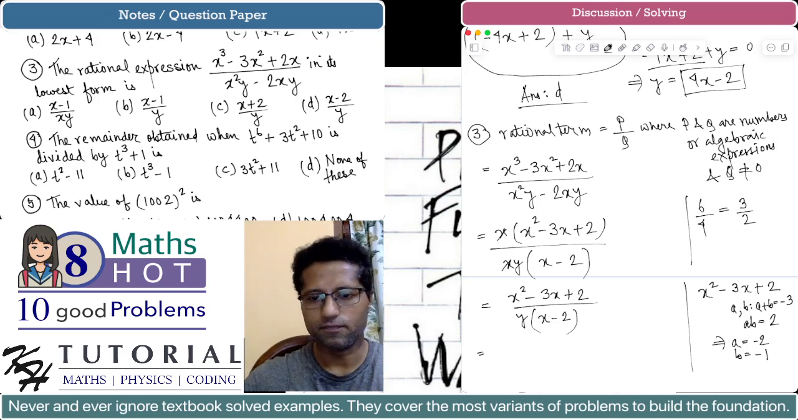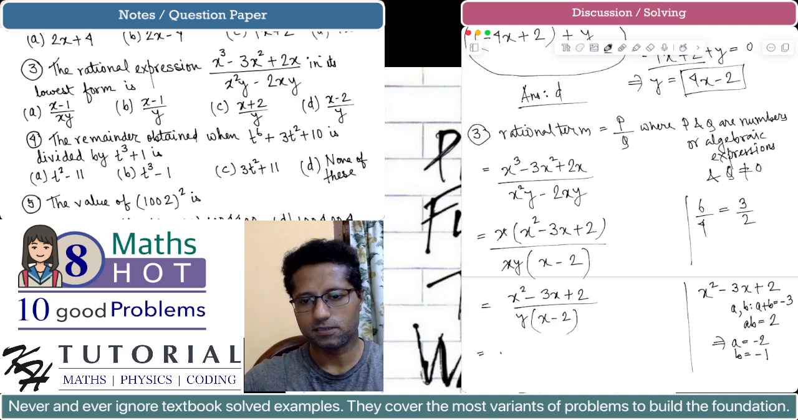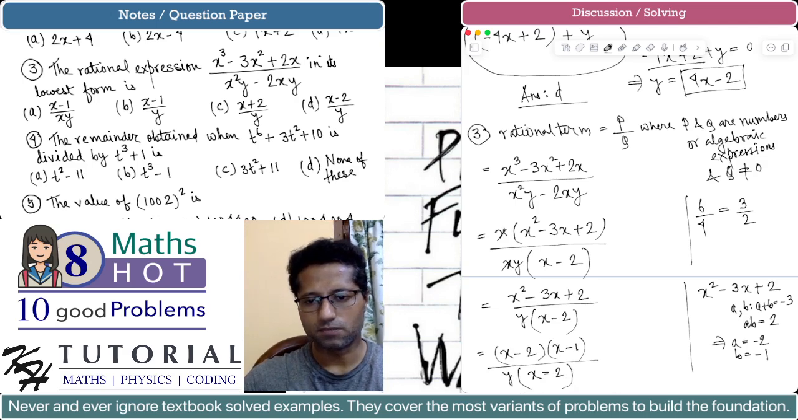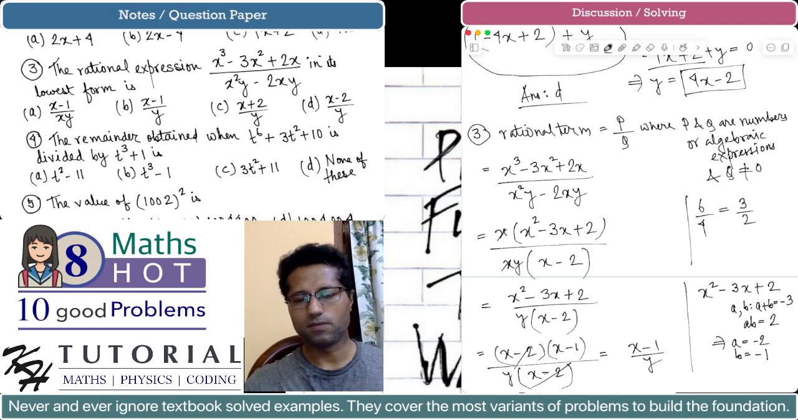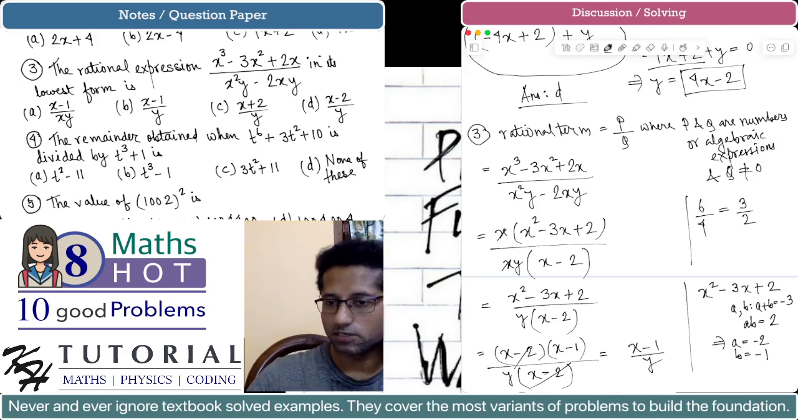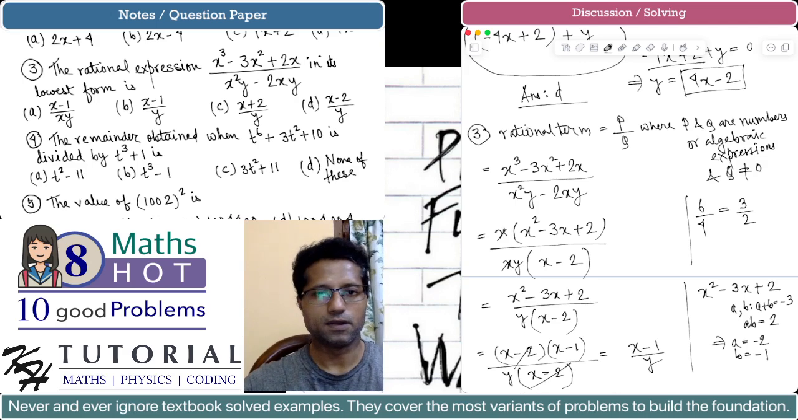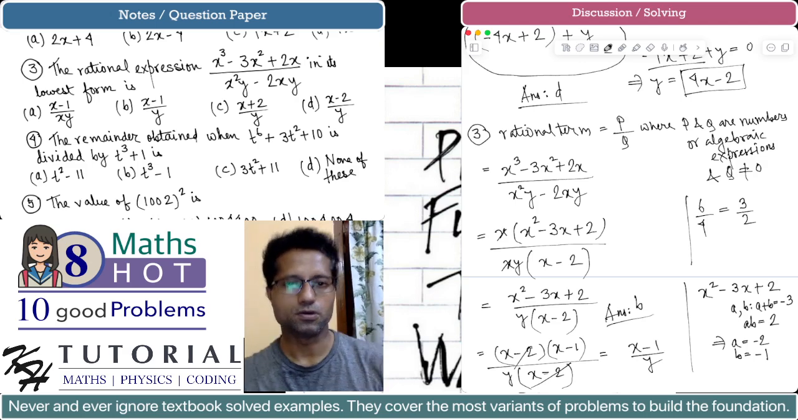So we can say the factors of x square minus 3x plus 2 will be x minus 2 and x minus 1, and hence we can write the numerator as x minus 2 multiplied by x minus 1, divided by, we have in the denominator y multiplied by x minus 2. So x minus 2 cancels out, and we get x minus 1 divided by y. So this is the reduced form, the simplest form of the given rational expression, and hence the correct choice is B. B is the correct choice.